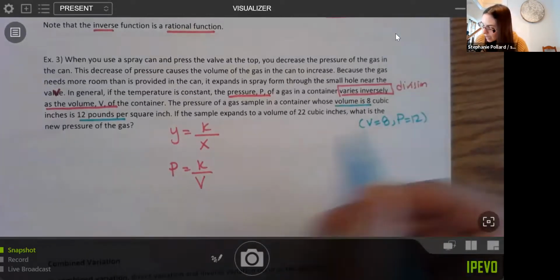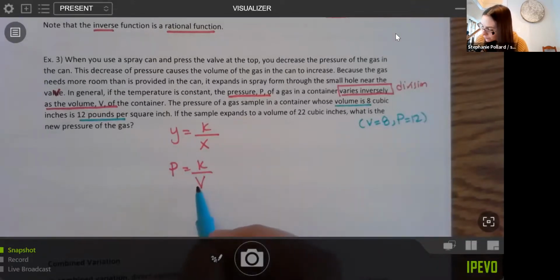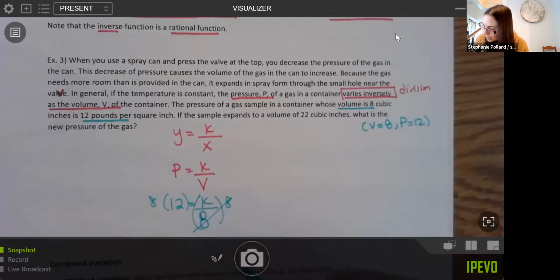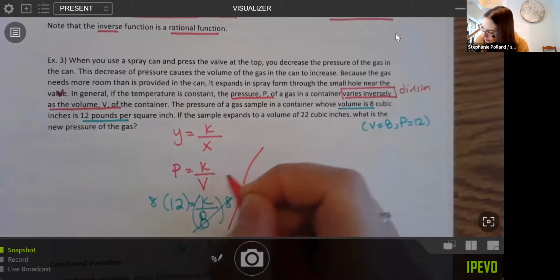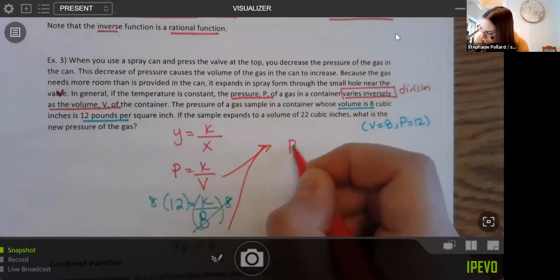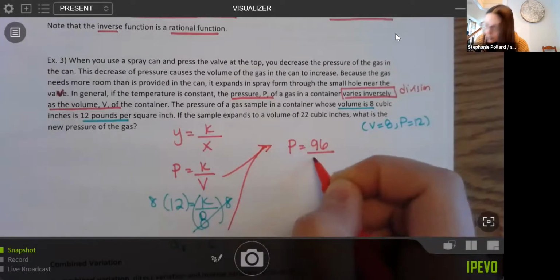So I'm going to use that to set up my formula. So 12 equals K over 8. And then think about solving this. We would multiply both sides by 8 here. And we get that K is equal to 96. So our formula would actually be P equals 96 over the volume.